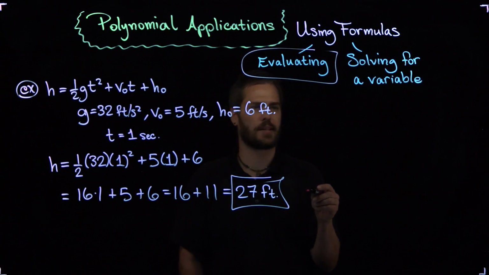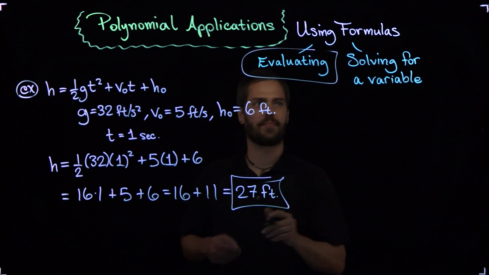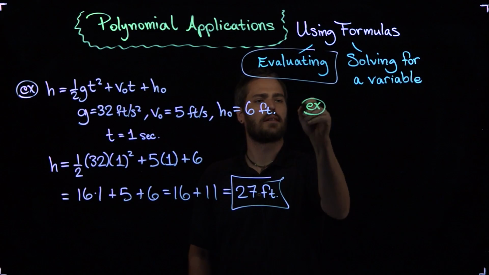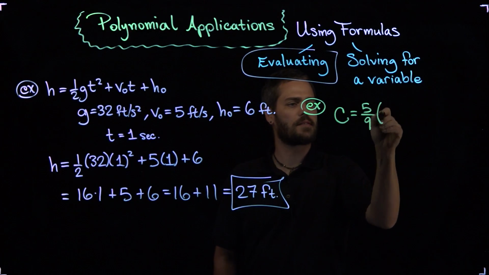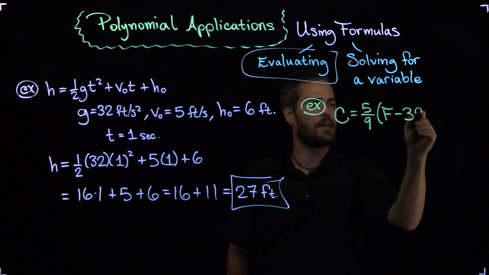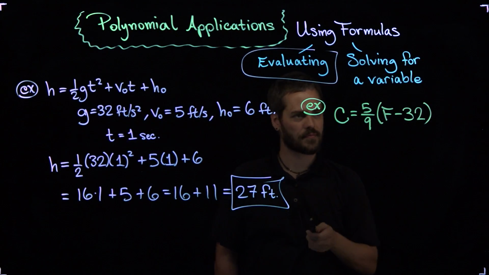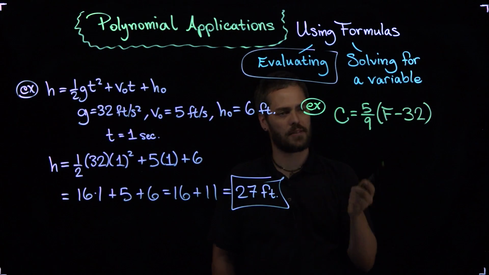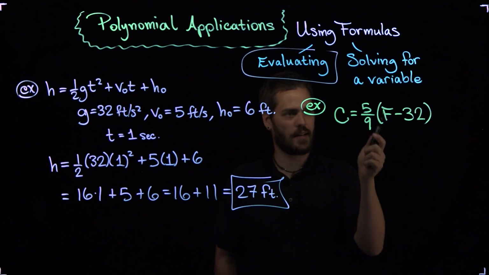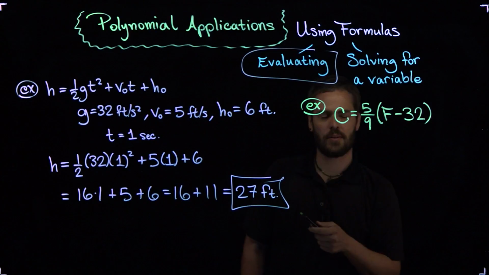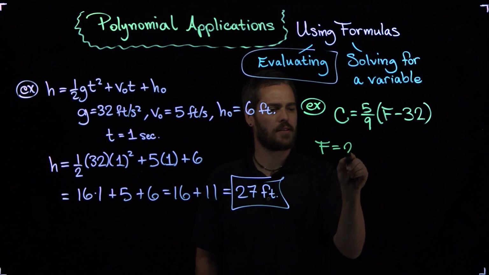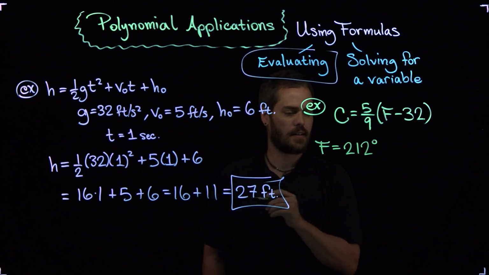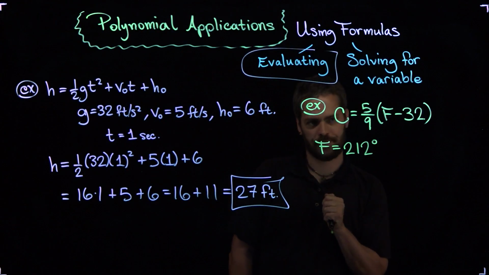Let me give you another example that's pretty popular. Let's use a different color just for fun. How about C is equal to 5/9 times F minus 32. This is a squeaker pen. This is the formula that gives you a Celsius temperature given a Fahrenheit temperature. So if I want to evaluate this formula, how about F is equal to boiling, 212 degrees. That's at standard temperature and pressure.